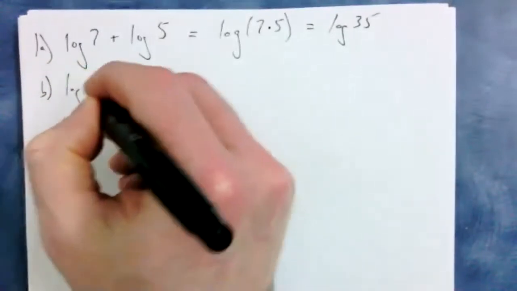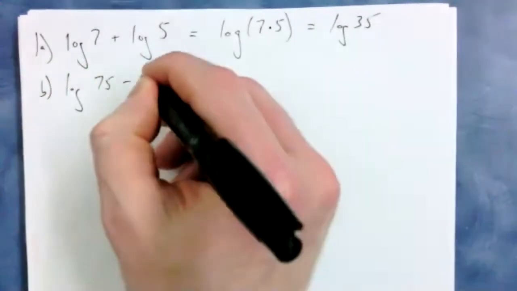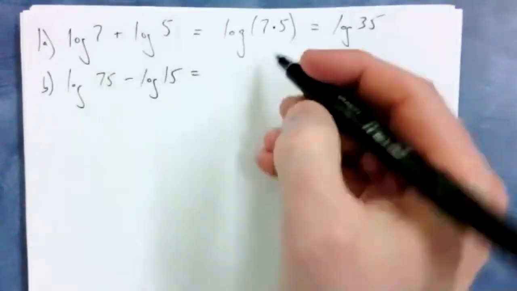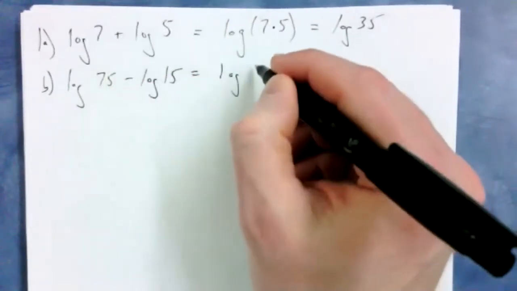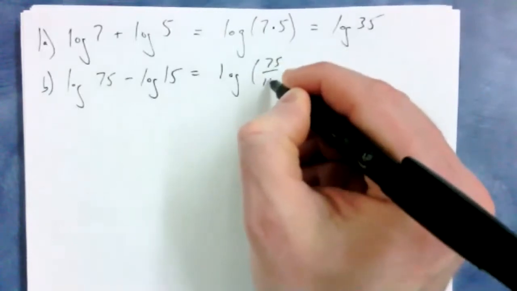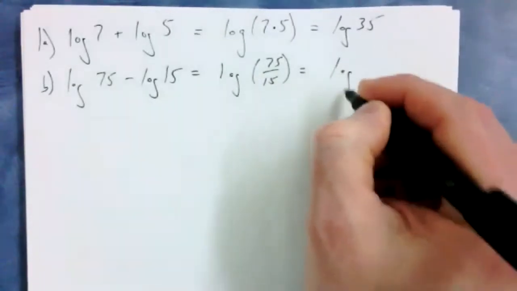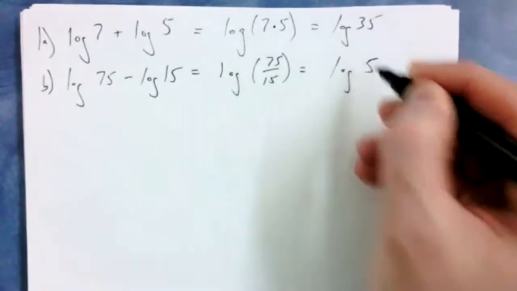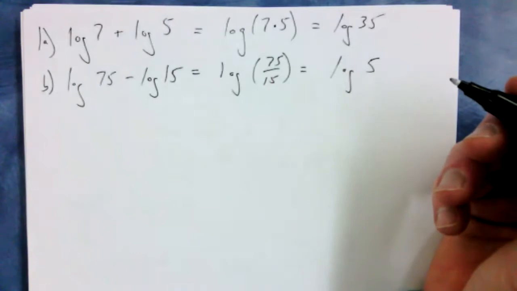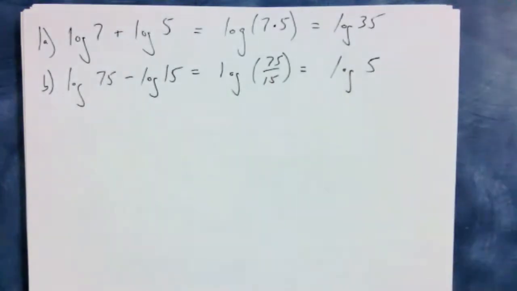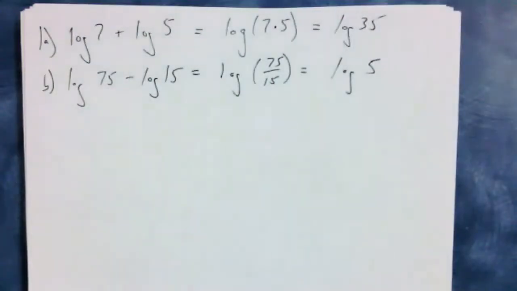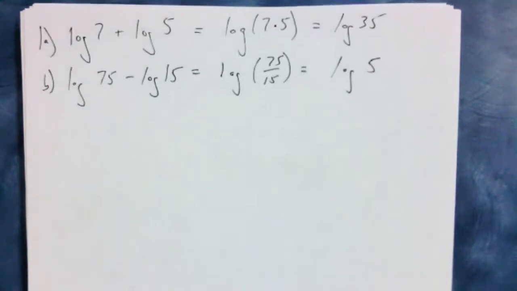B, log of 75 minus log of 15. We multiplied when we added. What are we going to do when we subtract? Log of 75 over 15. 15 goes into 75, 1, 2, 3, 4, 5 times. So it's log of 5. Any problems so far? This marker is clear enough, hey? You can see the screen okay? Oh, there's part C.